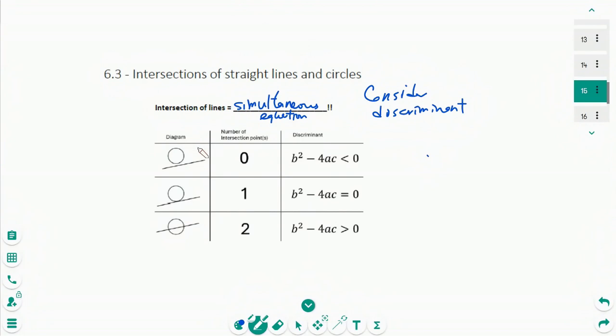Anyway, in this diagram, you can see a circle and a straight line make no intersection. Therefore, the discriminant is less than 0 because there is no solution. 0 intersection points also means 0 solutions. When it touches once, also known as a tangent, we have one intersection point, which means one solution. One solution means the discriminant equals 0. When it crosses twice, two solutions, the discriminant is greater than 0. Hopefully you've learned this in chapter 2 about the discriminant, so we're going to use this today.